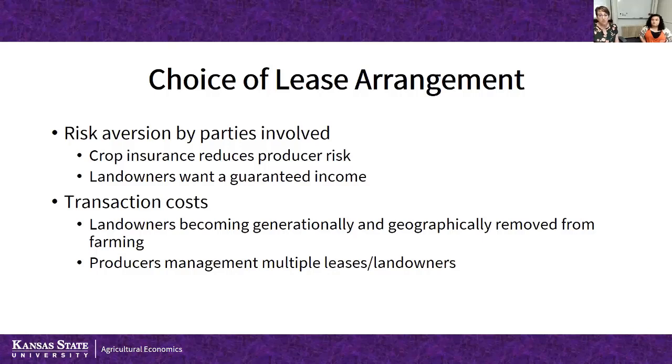And then production management with multiple leases and landowners. As our farms become bigger, we take on more leased land, which means we're taking on more landowners. And that ability to communicate directly with each of those landowners becomes more challenging in a crop share arrangement. So fixed cash leases can be more attractive.